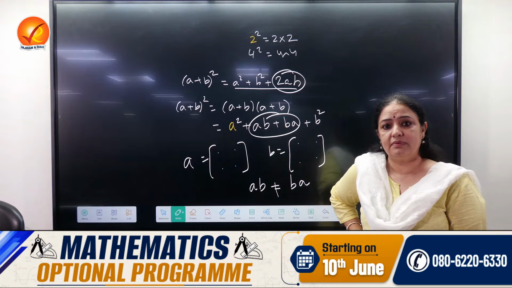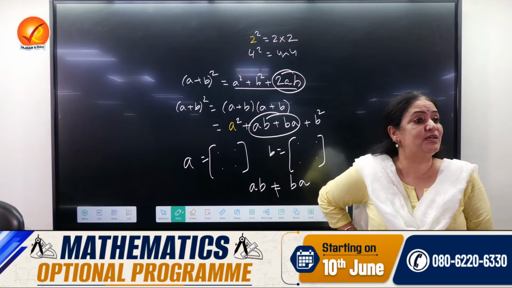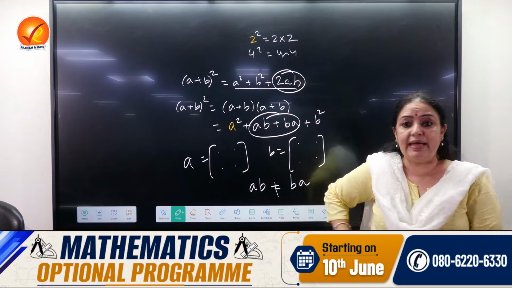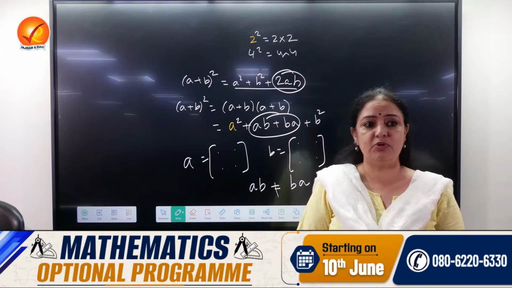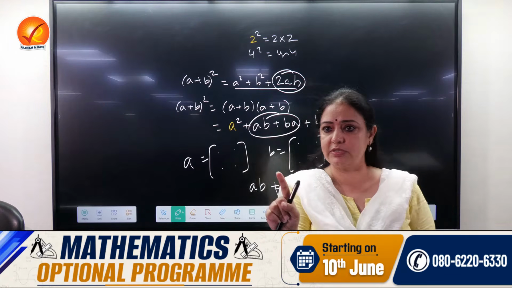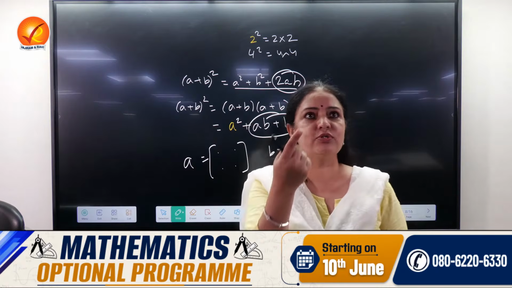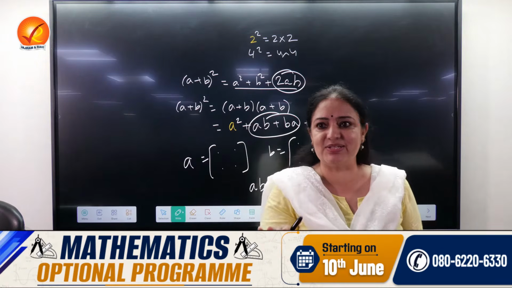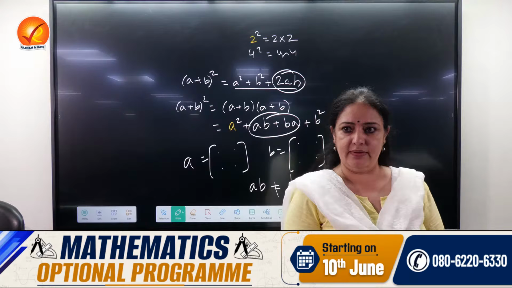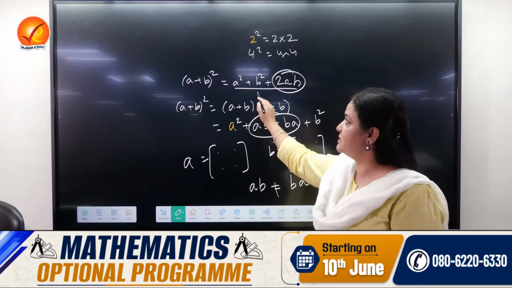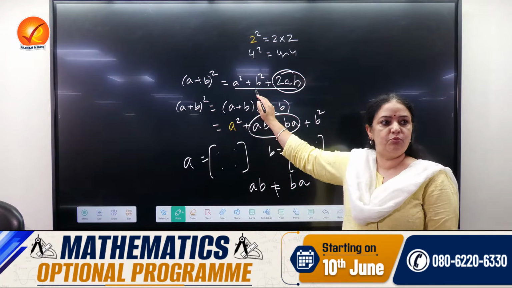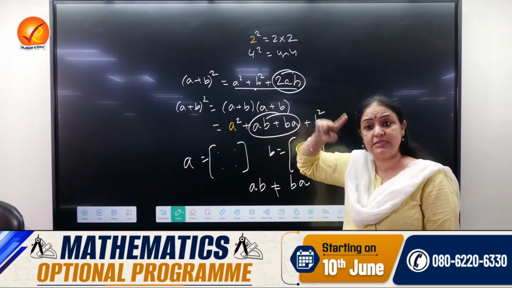If it is a real number... Wait, I did not say it was a real number or a matrix. I only asked you, do you know the formula of a plus b whole square? Did I ask you the formula of a plus b whole square? Did I say a and b are numbers? Go back, you can also watch the video. I didn't say a and b are numbers. I just said, do you know the formula of a plus b whole square? Do you agree? You all said this is the formula. What did you assume a and b are? But did I say that?